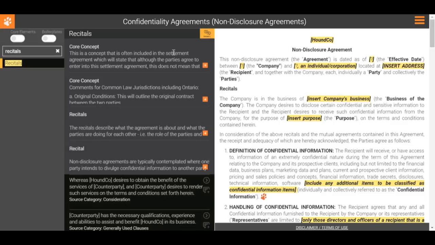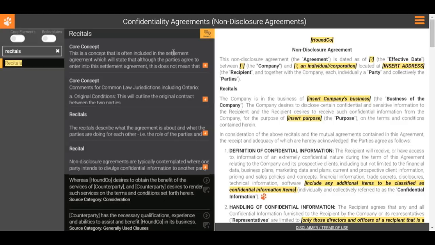Non-disclosure agreements are typically contemplated where one party intends to divulge confidential information to another party as part of a larger contractual relationship, and the disclosing party wishes to ensure that the recipient party does not use that information in a way that would be detrimental or harmful to the disclosing party. Examples include information that is shared in the course of a commercial negotiation or in the due diligence process of a financing, merger, or acquisition, or information that is shared with an employee, consultant, or service provider in order to allow them to complete their tasks, and so on.